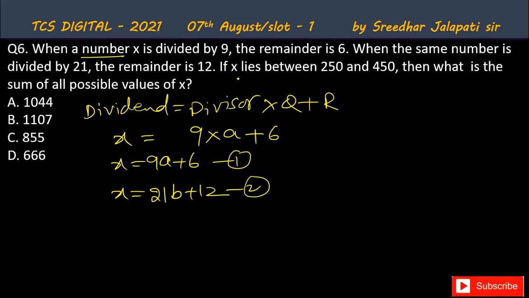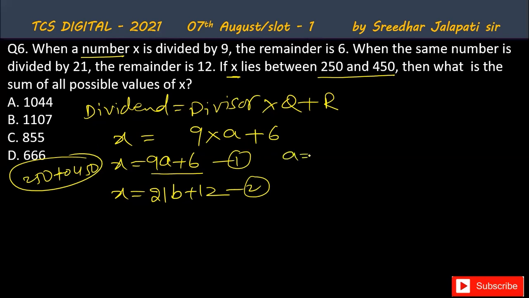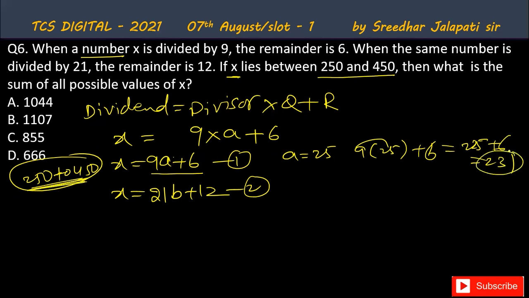Now, given that x lies between 250 and 450, from the first equation, x is 9a plus 6, and x has to be between 250 and 450. What values can you take for a? If you give a is equal to, let's say, 25, it becomes 9 into 25 plus 6. 9 into 25 is 225 plus 6, which is 231. But x must be between 250 and 450, and here we got 231. So I cannot take a equal to 25. I have to take more than that.